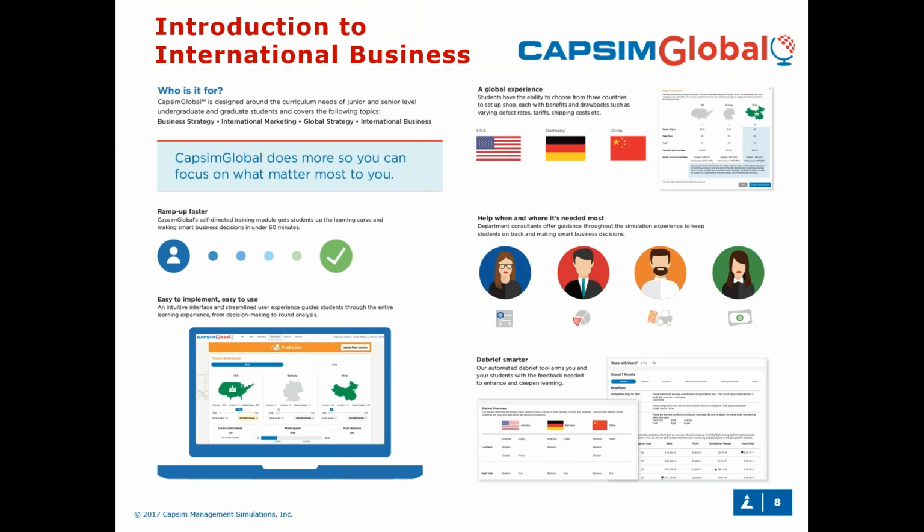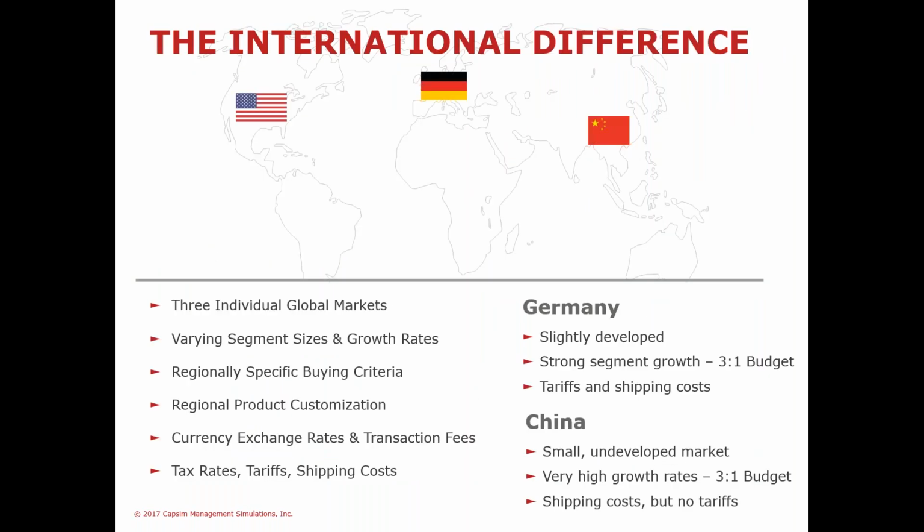Within Capstone Global, the user interface, the departments, and the decisions from Capstone Core are fairly alike, but some key additions were added to give it that more international focus. Those changes and additions include switching the products from sensors to medical genetic testing devices, as well as the introduction of 2 new markets in China and Germany, in addition to the US. They also include varying segment sizes and different growth rates across these 3 markets.